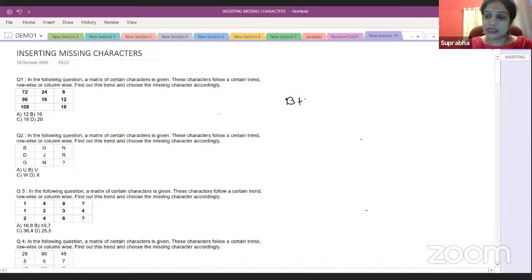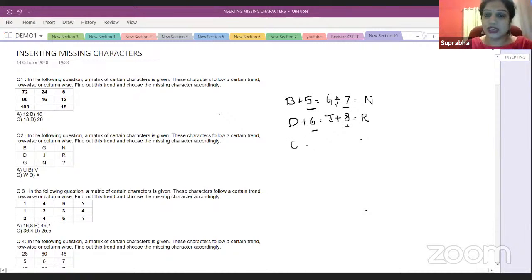So B plus 5 will give me G. Similarly, G plus how much will give me N? G plus 7. Good. 7 will give me N. Now, let me check, is there any relationship with the second row? D plus how much is J? D plus 6 is J. Good. So, J plus 8 will give me R. So, if I check here, it is plus 5, plus 6, then again plus 8. So, it means that your addition is increasing by 1 digit.